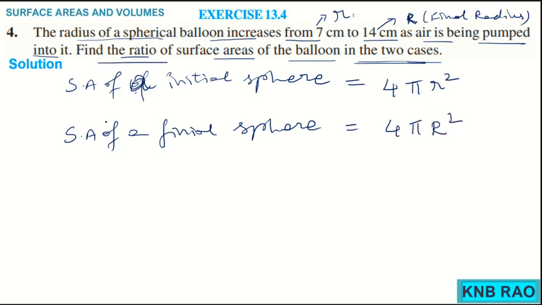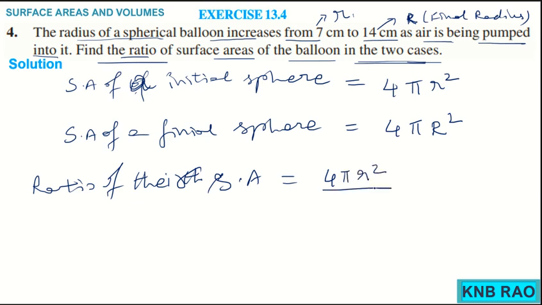They asked us to find the ratio. Remember children, ratio of their surface areas will be 4 pi small r square upon 4 pi capital R square. This 4 pi will cancel. I am not at all finding the values, I am just trying to simplify things. Here ratio will be small r square is to capital R square. I need not go for calculating surface areas at all.